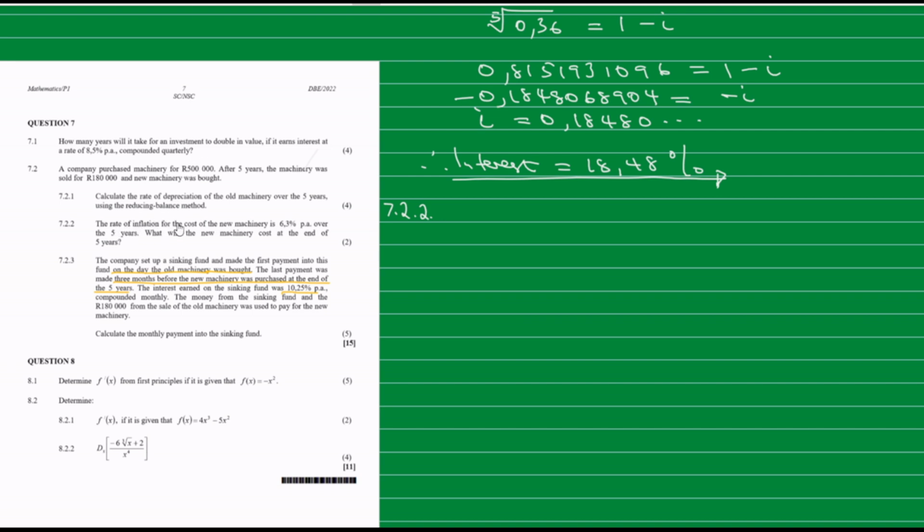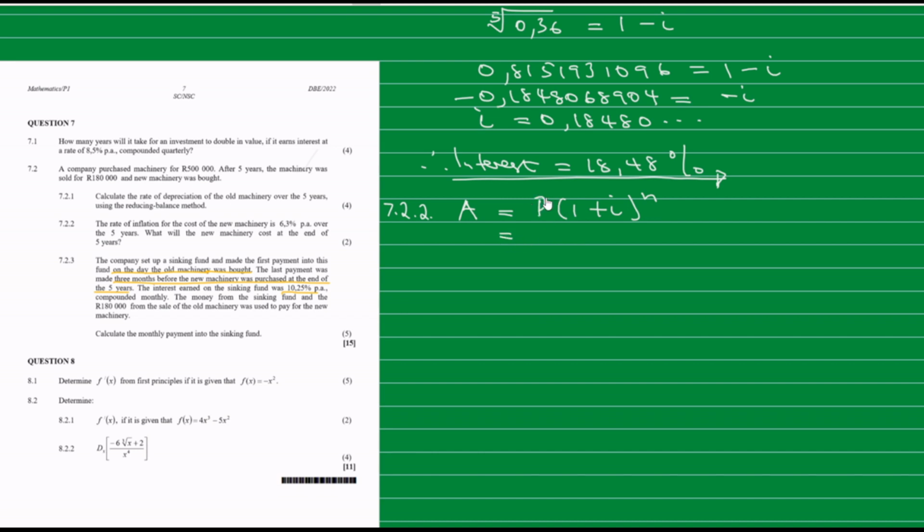Because of the rate of inflation for the cost of the new machinery, the rate of inflation is 6.3. So it means the cost is rising every year over the 5 years. So 5 years from the time that we purchase it, what will be the new machinery cost at the end of those 5 years? So you realize here the formula that we are using is compound interest. The compound interest is the formula that we have listed above, which is A is equal to P(1 + i) to the power n.